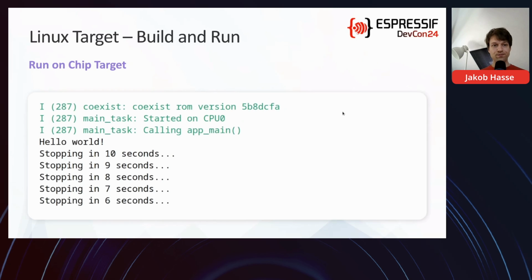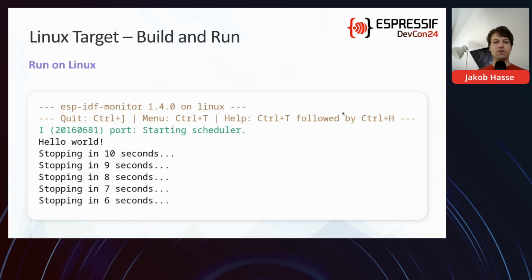When you run the code on the chip, you would see something like this. There's some startup message, and then the output of the hello world application, hello world, and then that countdown. If you run that code on the Linux target, however, you will only see one startup message, this port starting scheduler, and then the output of the application follows immediately. I also included the last lines of the ESP-IDF monitor output here, just for completeness. You would also see that if you run code on an ESP32 series chip, but way ahead.